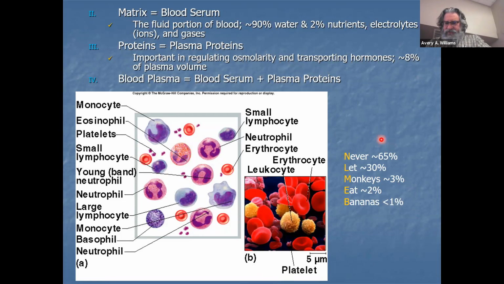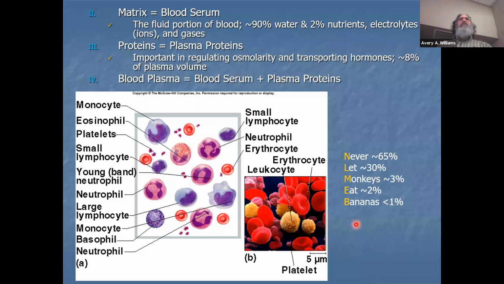Now I included this. Did y'all see this right here? Never let monkeys eat bananas. I thought that was kind of fun. There's always some kind of little mnemonic, these little rhymes or jingles to help you memorize stuff. And this mnemonic, never let monkeys eat bananas, is in order of most abundant to least abundant white blood cells in circulation. So never let monkeys eat bananas stands for neutrophils, lymphocytes, monocytes, eosinophils, and basophils.